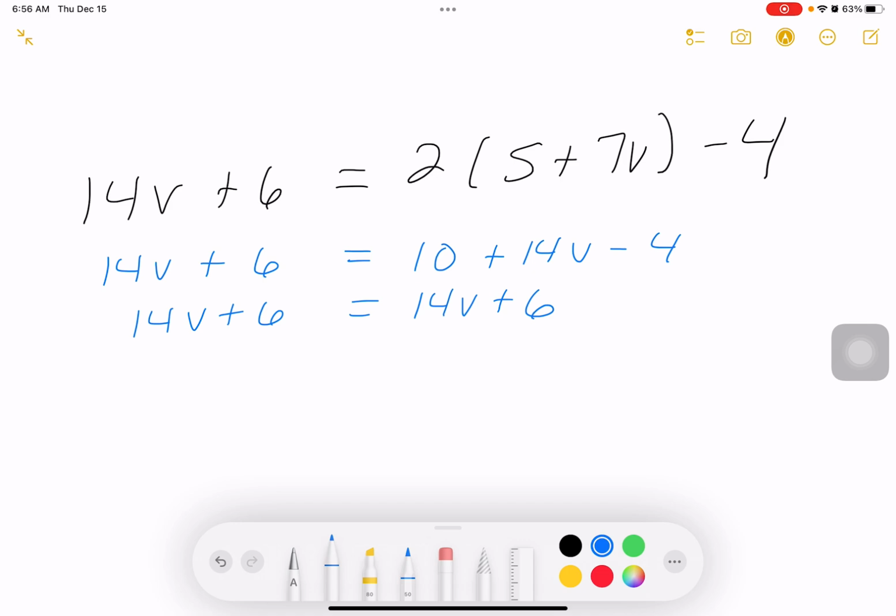So now it's looking like they are equal to each other, and no matter what number I put in for the variable, they're always going to be equal. But if I want to confirm, I can subtract 14v from both sides, and I end up with 6 equals 6, which shows us that even when the variables disappear, they're truly going to be equal to each other. So remember, for these types of problems, we say that the answer is all real numbers.